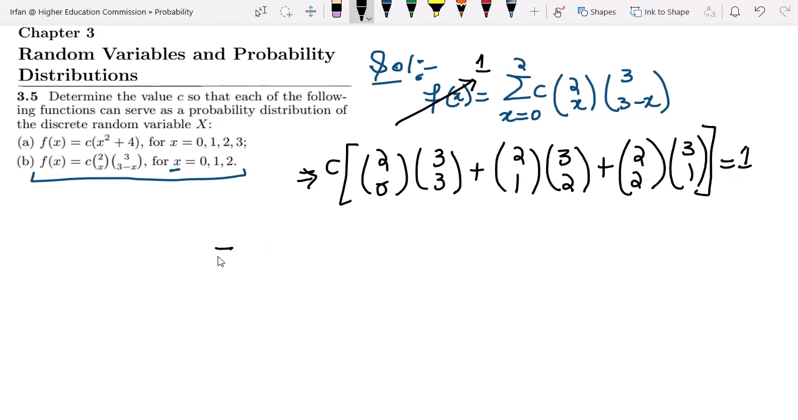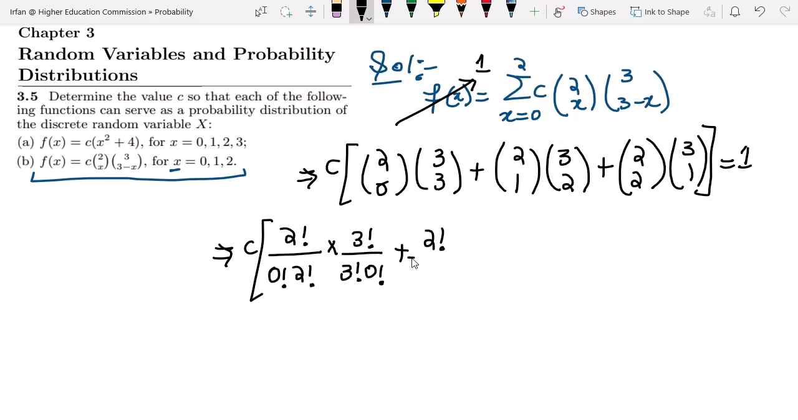Okay, so now let me solve it, and what I will get here, this 2 choose 0 is how much, that is 2 factorial divided by 0 factorial, and similarly 2 minus 0, which is 2 factorial, because this is the formula for the combinations. Similarly, multiplying it with this one, this would be 3 factorial divided by this 3 factorial, and then 3 minus 3 factorial, so it would be 0 factorial, and similarly here 2 factorial divided by this 1 factorial. Okay, and now 2 minus 1 is 1 factorial.